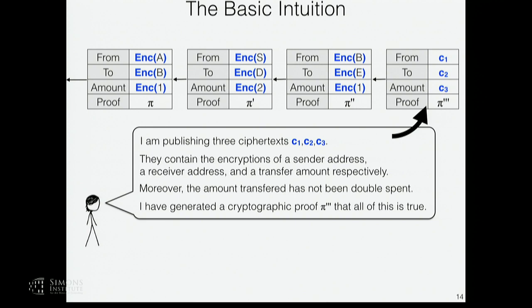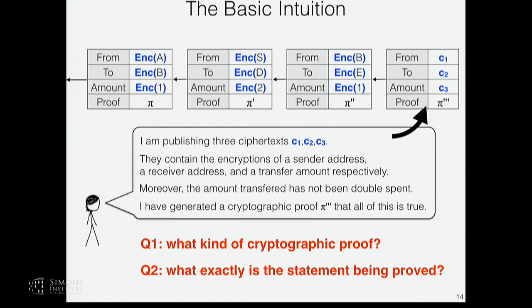Now, for this to make sense, we need to understand what kind of cryptographic proofs we are going to use here. It's going to be some method that convinces third parties of this statement. And then, what exactly are we proving? In a sense it's just English, just a few sentences. But at some point, there's going to be some specific mathematical statement about the payment that I need to prove to others. I want to tell you a little bit about that.